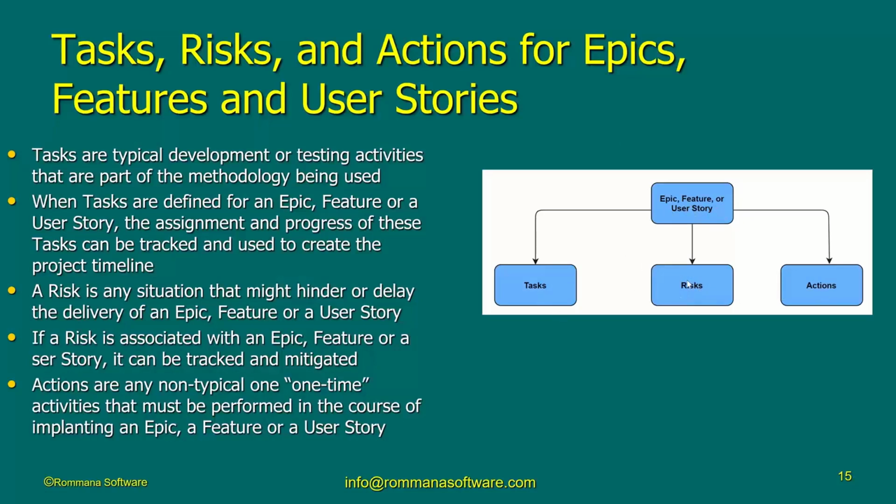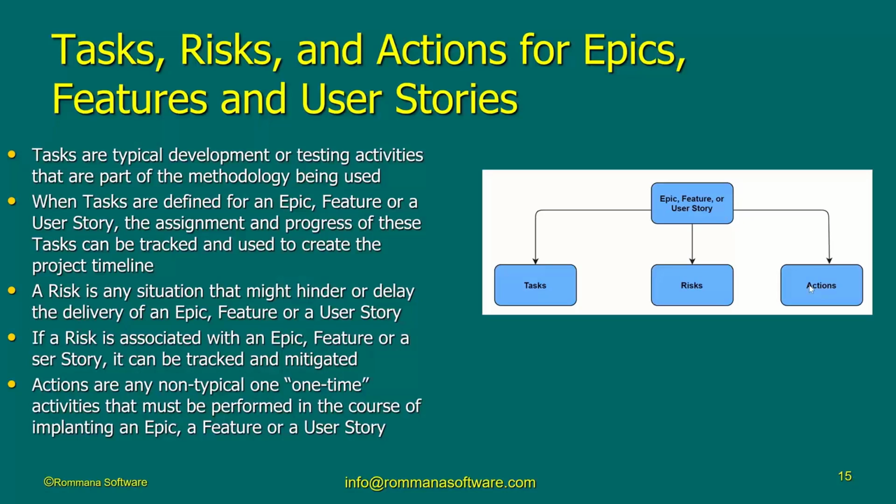As I said earlier, risks are those things that may cause us not to be able to deliver the feature or the user story as we promised. And we keep track of those risks, we monitor them throughout the sprint, and we make sure that if they happen, we mitigate them and so on. Actions are things that must be done in order to implement or complete the user stories. They are the kind of things you put in an action item list.